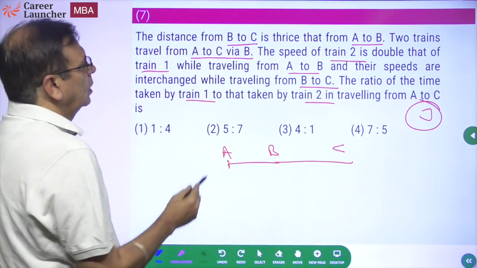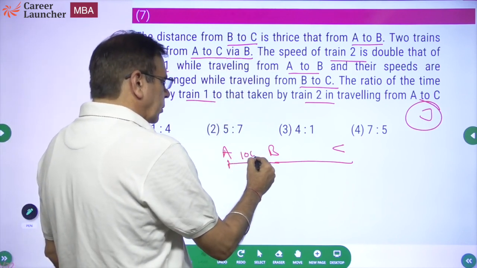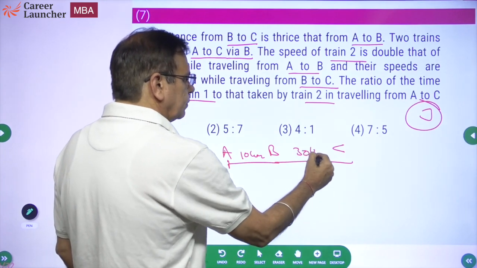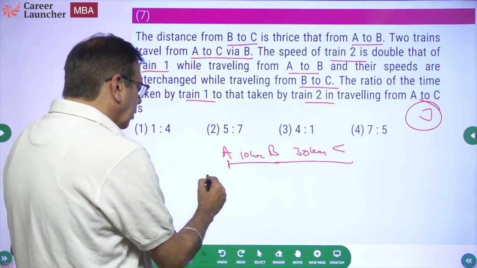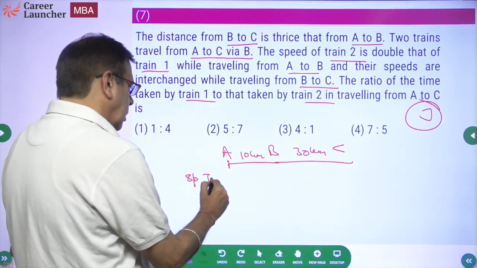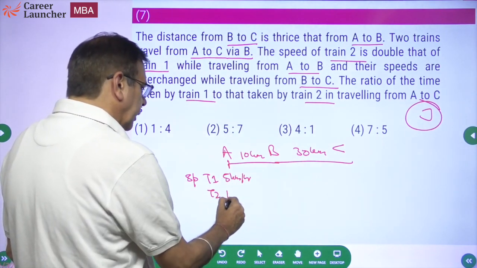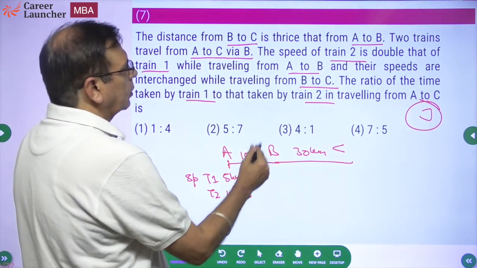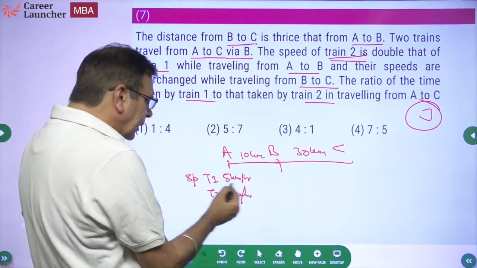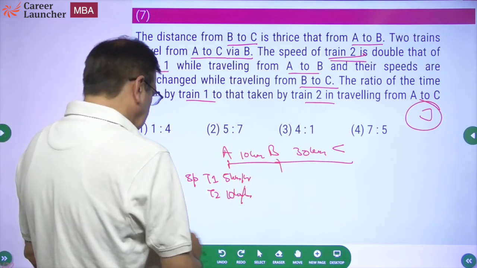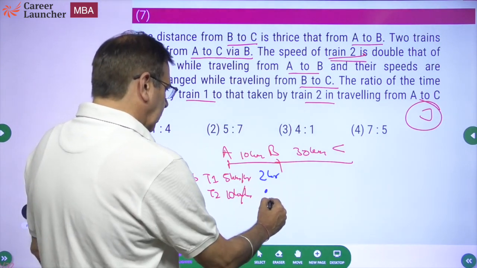What does it say? B to C is thrice of A to B. So if I say this is 10 kilometers, this will be 30 kilometers. Two trains travel. Let me assume the speed of train 1 is 5 kilometers per hour and the speed of train 2 is 10 kilometers per hour. The speed of train 2 is double that of train 1 while traveling from A to B. So how many hours does it take? Train 1 will take 2 hours, train 2 will take 1 hour.